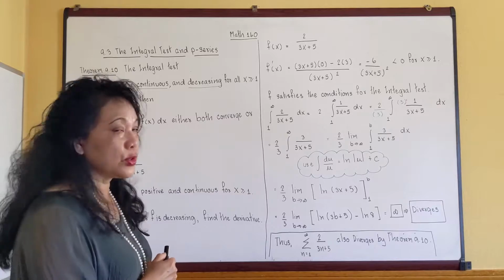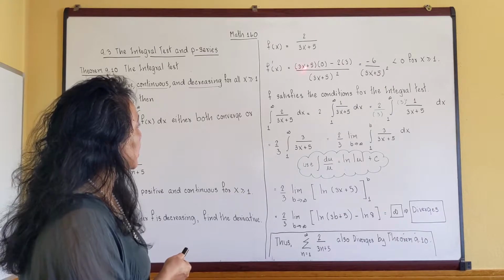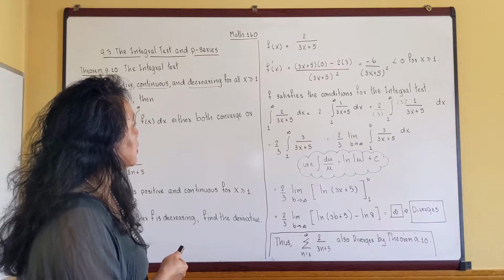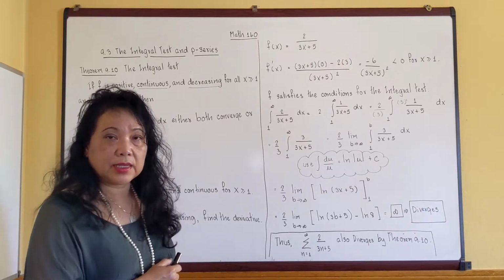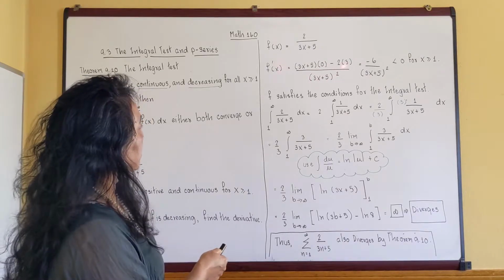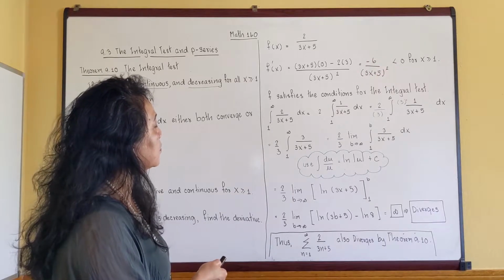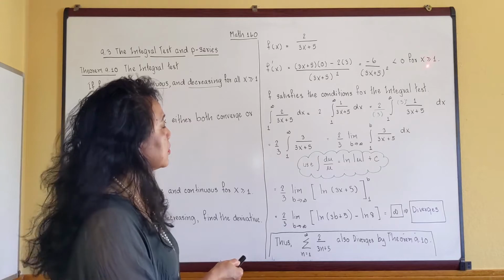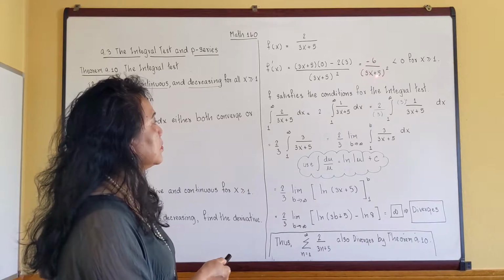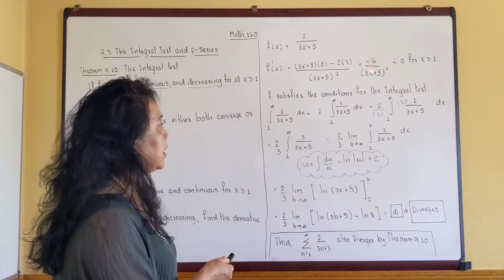I choose to do the quotient rule. So the derivative is the denominator times the derivative of the numerator, minus the numerator times the derivative of the denominator, which is just 3, and divide by the denominator squared. I simplify the numerator and I have negative 6 over (3x plus 5) squared. As x is greater than or equal to 1, the denominator, because it's squared, is always going to be positive. The numerator is negative, so the whole thing is negative.